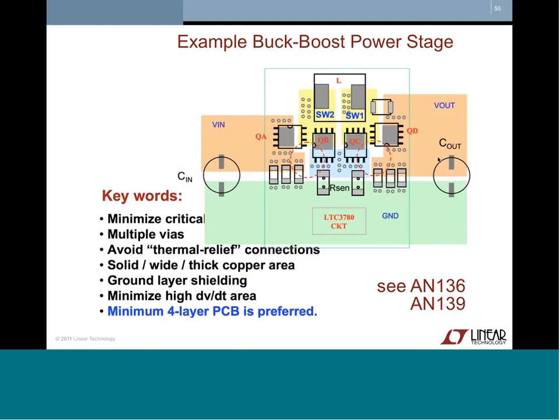Here is the placement configuration of the elements with LTC3780. We've got the inductor here, the four switches here, and the hot loops here. It's recommended to use a minimum four-layer PCB in this case. You can also refer to application notes 136 and 139, which discuss this area.